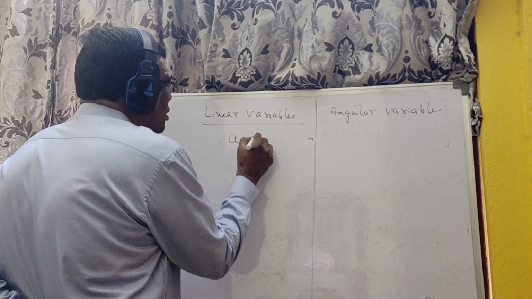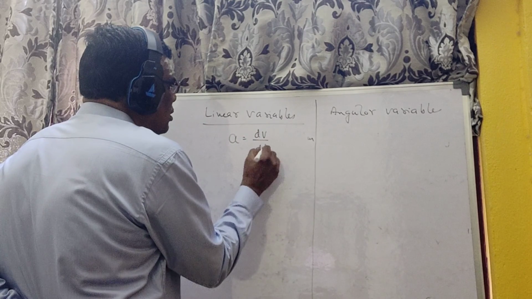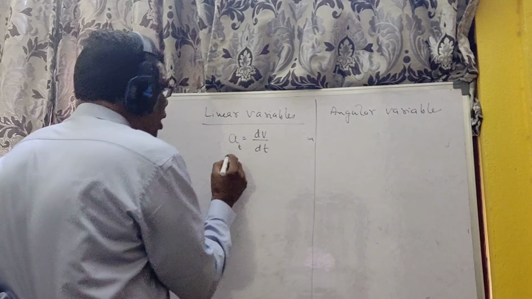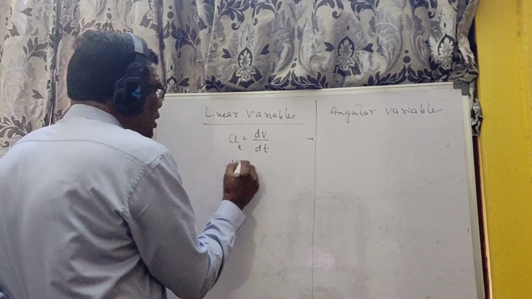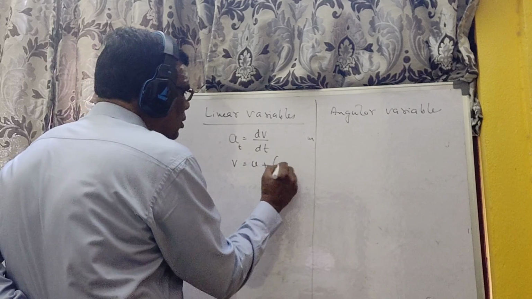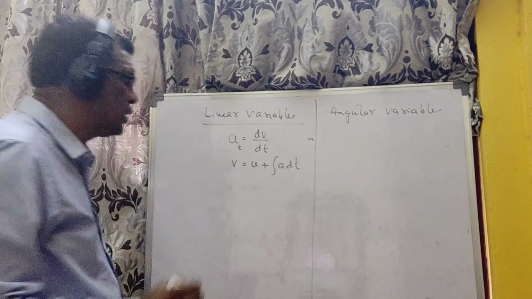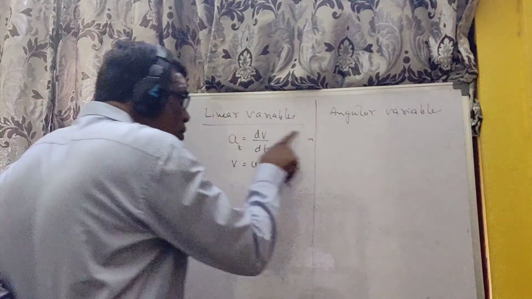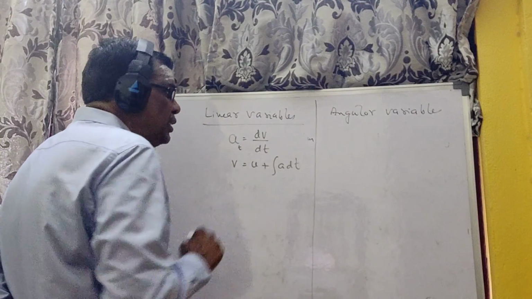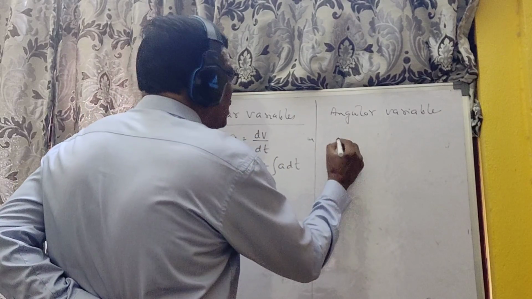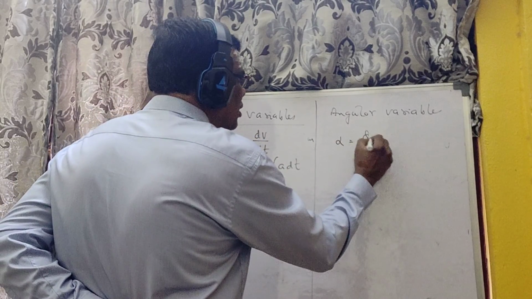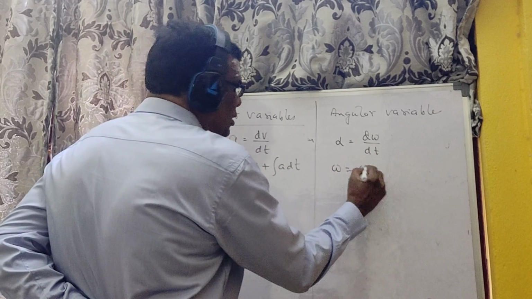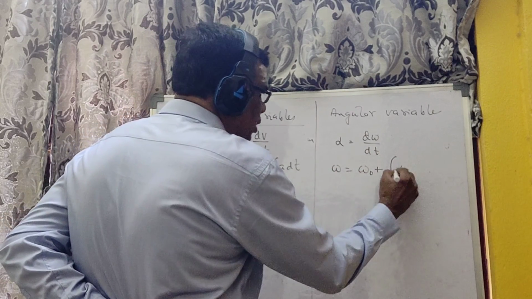What? You have, for example, a is dv by dt, or v is equal to u plus integral a dt, this is what we already discussed. In a similar way, you can write here alpha is d omega by dt. So omega is equal to omega naught plus integral alpha dt.